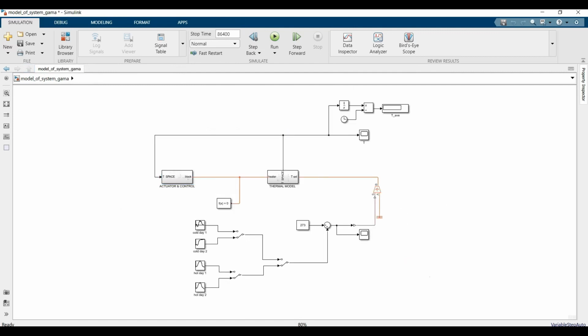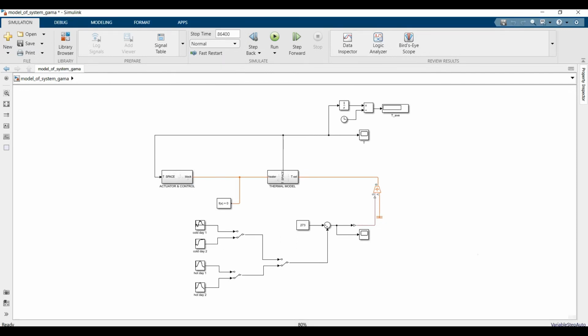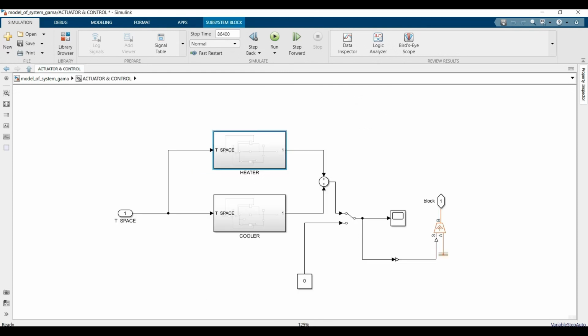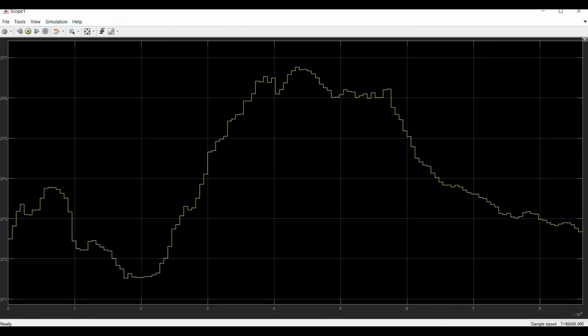Now I want to run a few files for different cases. First, we don't consider the control and actuator system. For that, we choose this. Now we choose the cold day 1 and run. Now we have the external temperature variation. This is the temperature variation during the day.